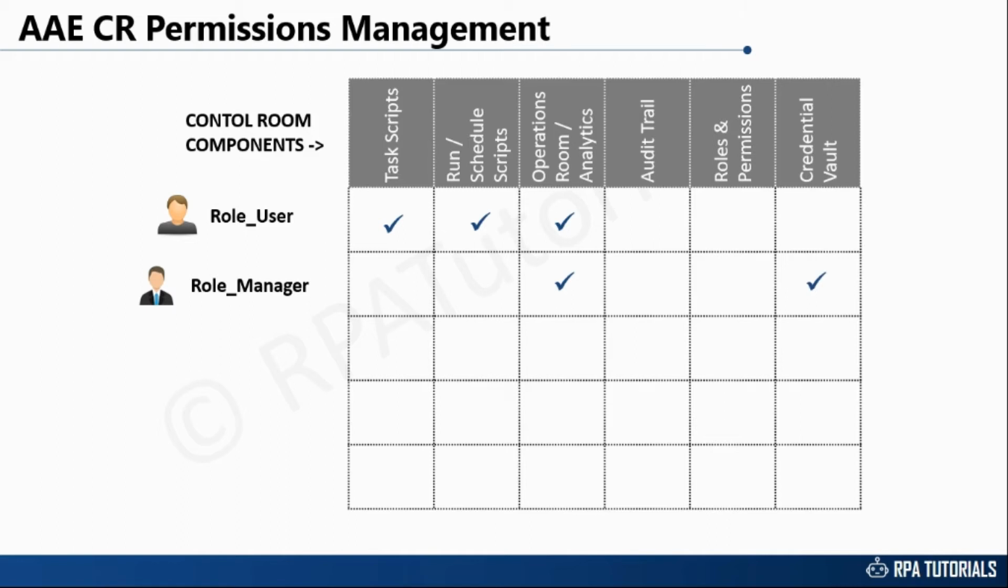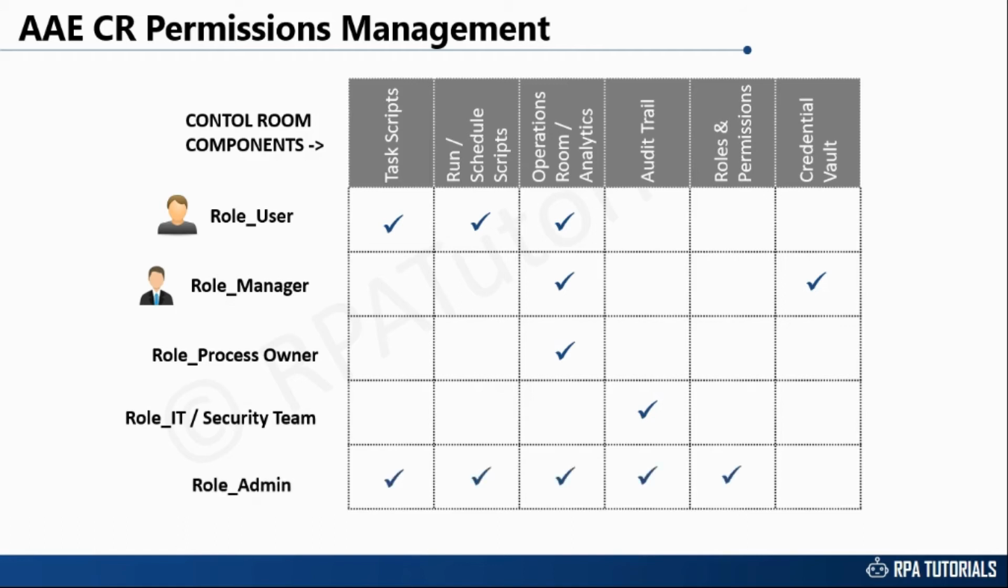We can create additional roles for other stakeholders in ABC Corp and set their permission as per requirements of the organization. For example, the global process owners can have access to operational analytics of the overall RPA deployment in the Operations Room. The IT or the information security teams can have access to the audit trail section of the control room to access and audit activity logs of different users in the control room. The overall RPA admin can have access to multiple sections of the control room. This permission structure is only indicative and you can customize it as per the needs of your organization.